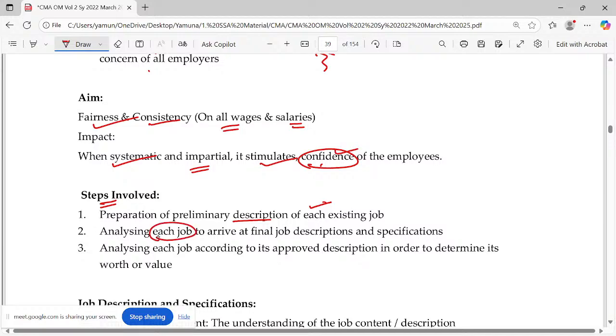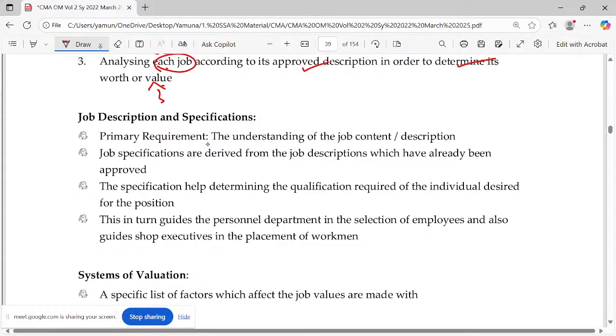You analyze each job to arrive at final job descriptions, and you analyze each job according to the approved description in order to determine the value, probably in money. Sometimes if we talk about cost, the assignment problem will go for minimizing the cost. But value is not only in terms of money itself. The job work may also involve how long it takes to finish it. So if you are talking about time, our intention is to reduce the time. So ultimately, reduce the time. So job descriptions and specifications will be done.